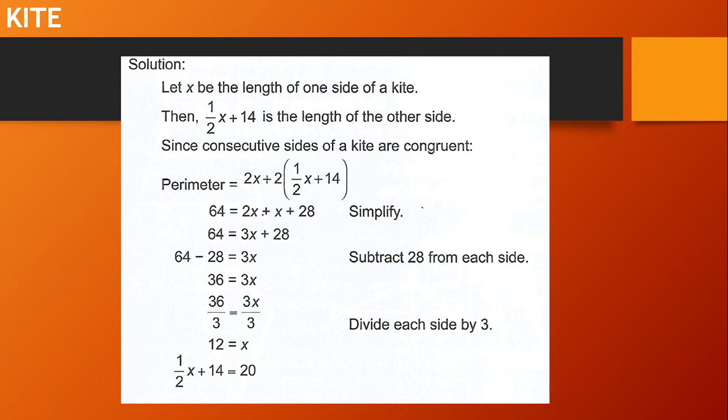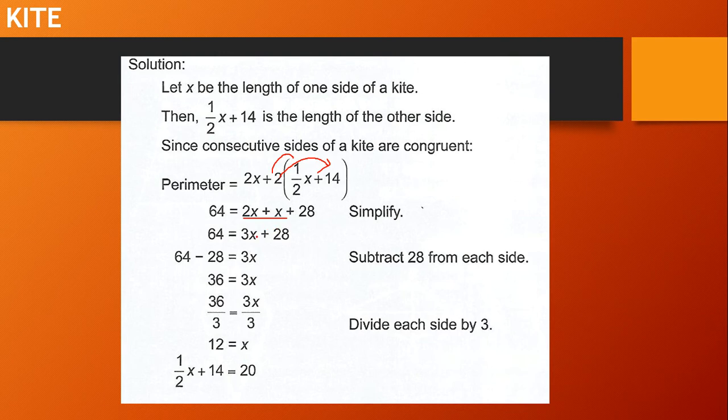So that is equals 2x plus x plus 28. Asa man na siya gikan? Kani distributive property of multiplication. Ang 2 multiply sa 1/2, then ang 2 multiply sa 14. So 2 times 1/2 x, cancel out man na siya, so that becomes x na lang. Then 2 times 14, that becomes 28. Okay, then combine like terms, 2x plus 2x, mo siyang 3x, so it becomes 64 equals 3x plus 28.